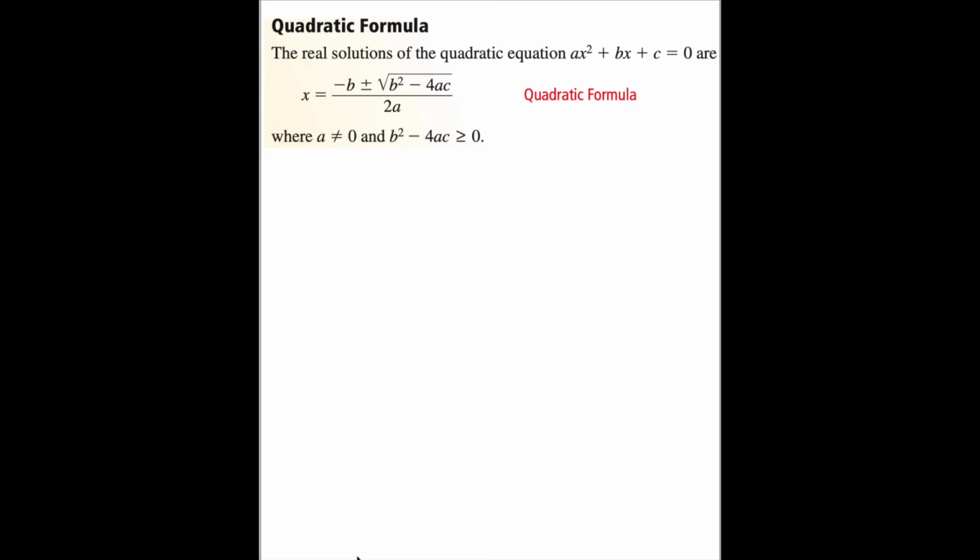Now the quadratic formula can be used for any type of quadratic equation. So when you have a quadratic equation that is non-factorable, you tried the AC method, doesn't work. You try to find the factors of C that sum to B, doesn't work. The quadratic formula is essentially your fail-safe. When in doubt, use the quadratic formula to solve.